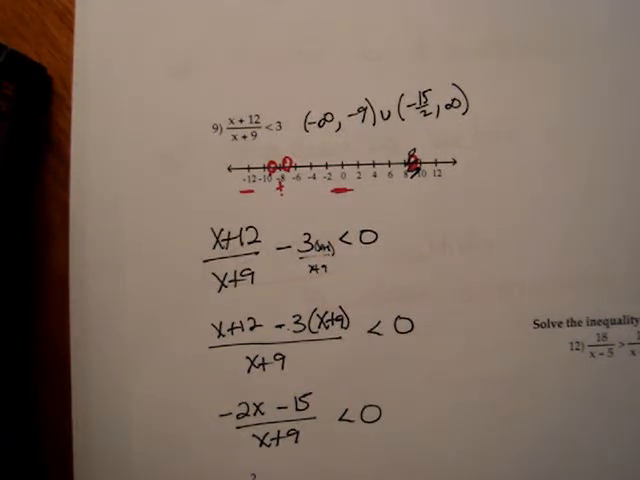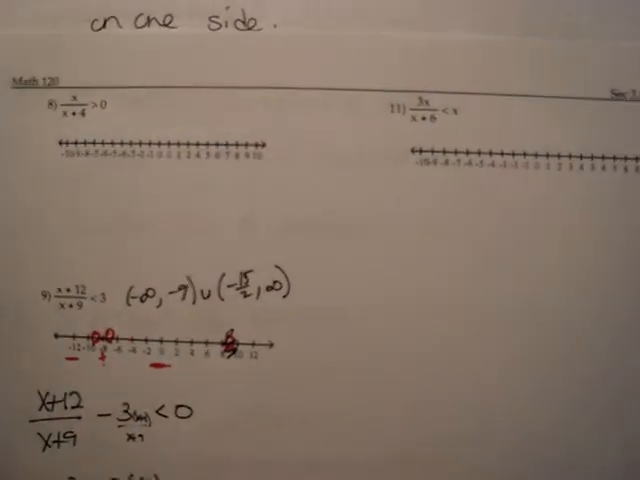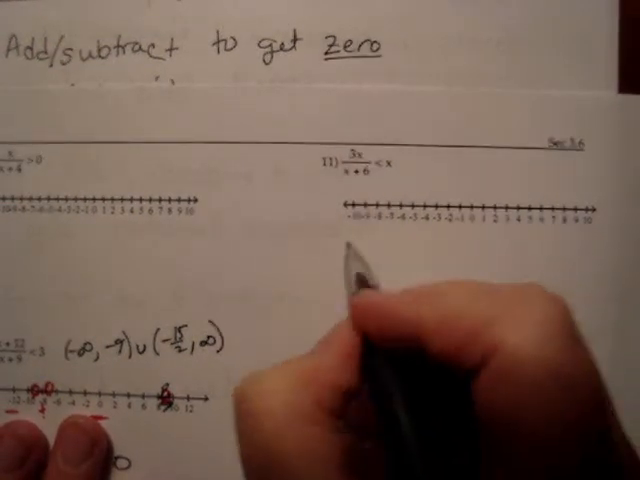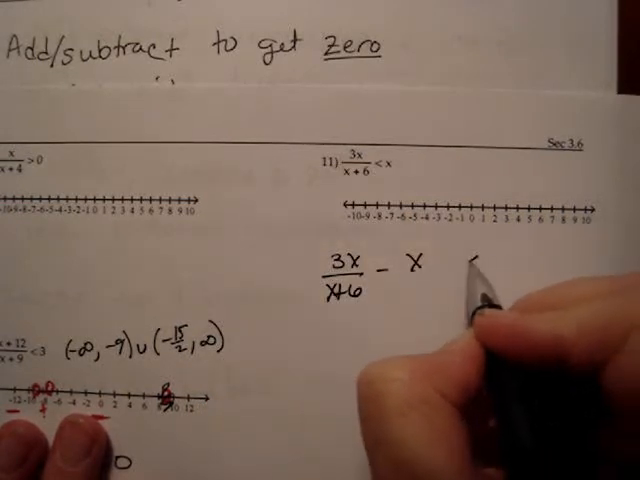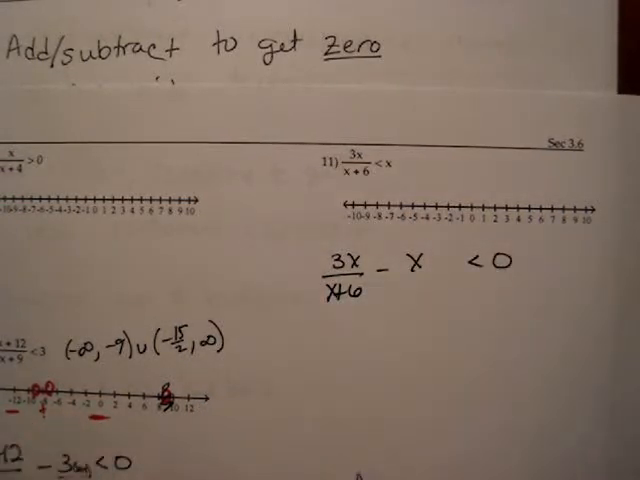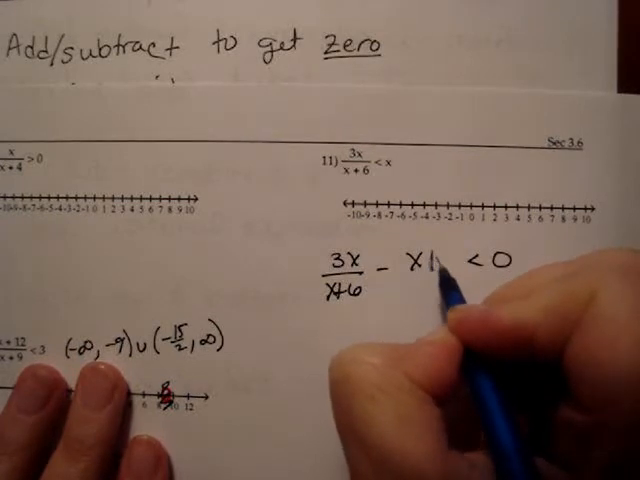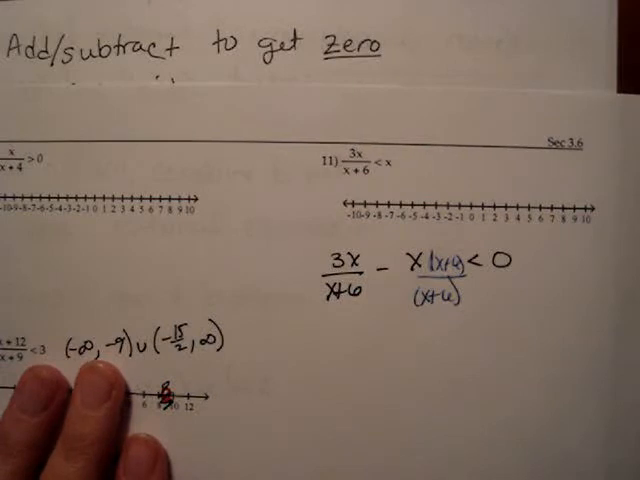Alrighty. Let's do number 11, shall we? Okay, so I'm looking at number 11. And of course the first thing I do is subtract, and it will be less than 0. Notice I left myself a little space there. And what would my common denominator be? It would be x plus 6. So I have to multiply top and bottom by x plus 6.